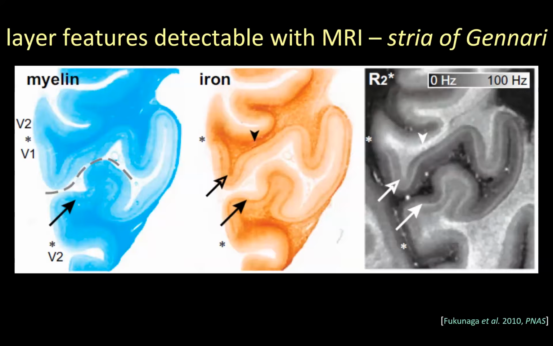Here's another example. Layer features detected, such as the striae of Gennari. We see that, again, the striae of Gennari is defined as this heavily myelinated band of tissue in layer 4B. Often we see a lot of iron co-located with the myelin. And so some combination of this myelin and iron gives rise to the strong R2 star contrast within the striae of Gennari. You can think of it as, again, a heavily myelinated feature. It's almost like a copy of the white matter, kind of sandwiched within the gray matter. So you can see in this R2 star plot on the right this sort of white band in the middle of the cortex, similar to the longer R2 stars seen in the white matter.